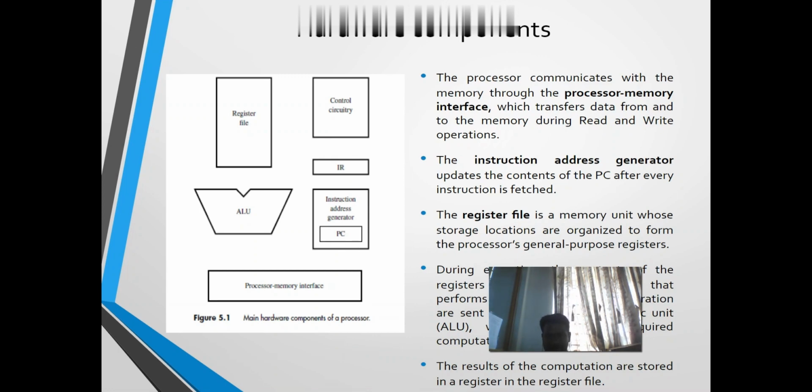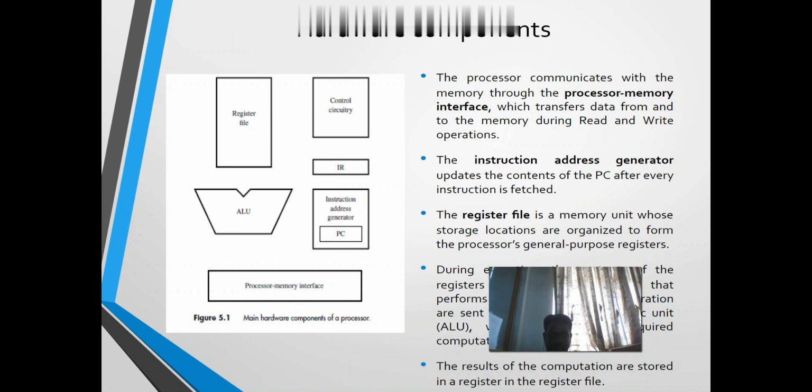Then the control circuitry, which generates control signals so that further operations can be performed by the processor, like read memory and write memory signals. Next one, the instruction register, which stores the instruction fetched from the memory.